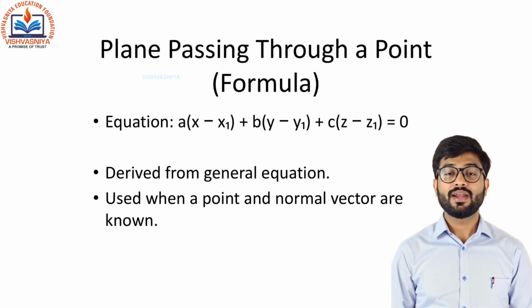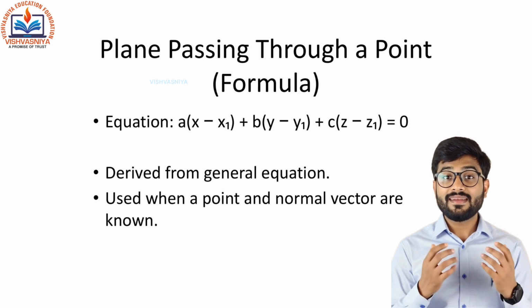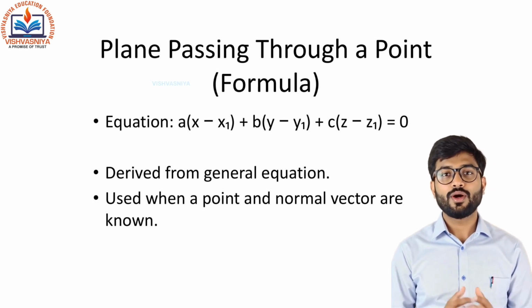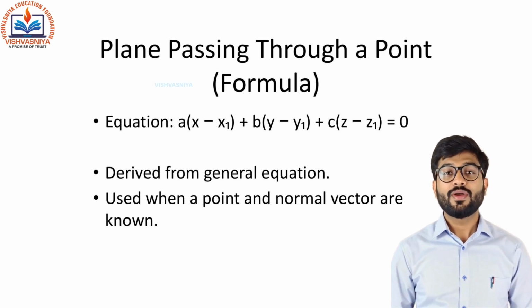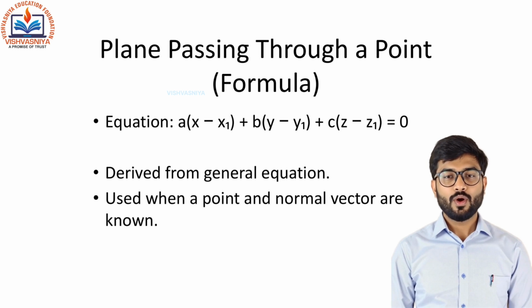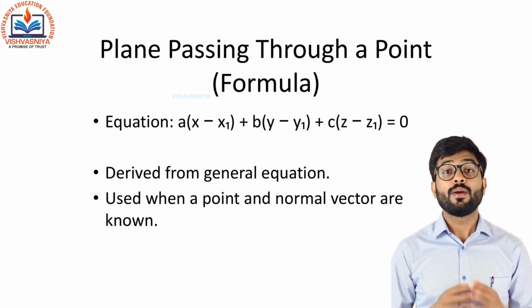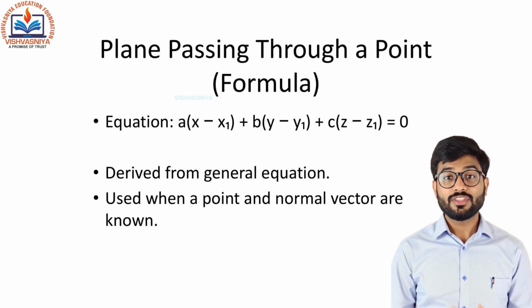Plane passing through a given point. If a plane passes through a point having coordinates (x1, y1, z1), and it is perpendicular to a vector whose direction ratios are a, b, and c, then its equation is a(x - x1) + b(y - y1) + c(z - z1) = 0.